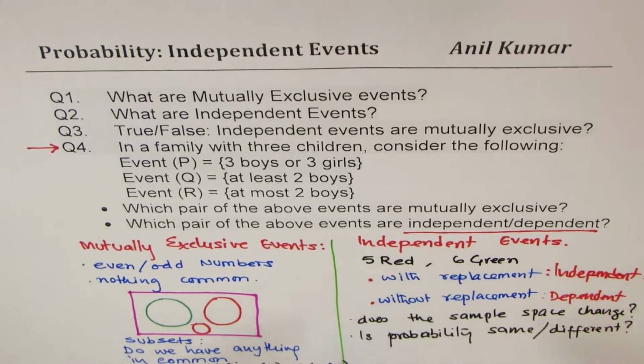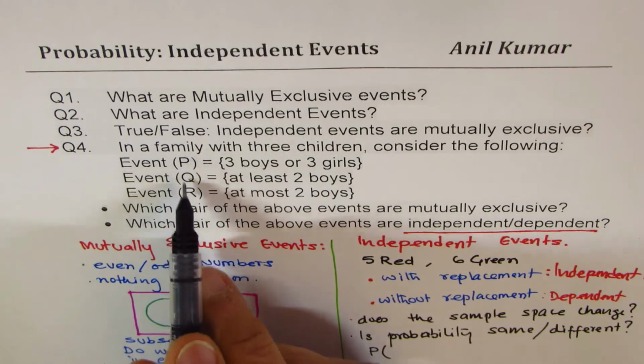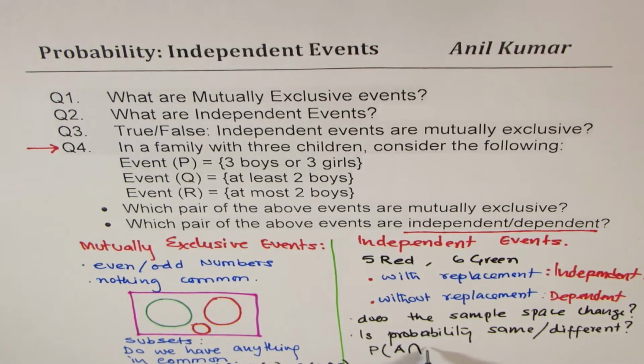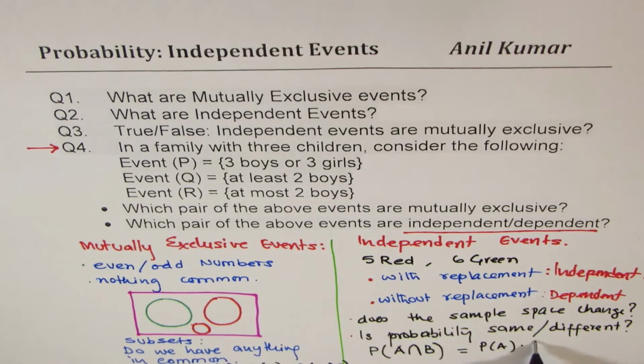For independent events, we are always looking into the probability of 2 events. Let's say we'll consider A and B. So A intersection B. If this event is equal to probability of A times probability of B, then we say they are independent.